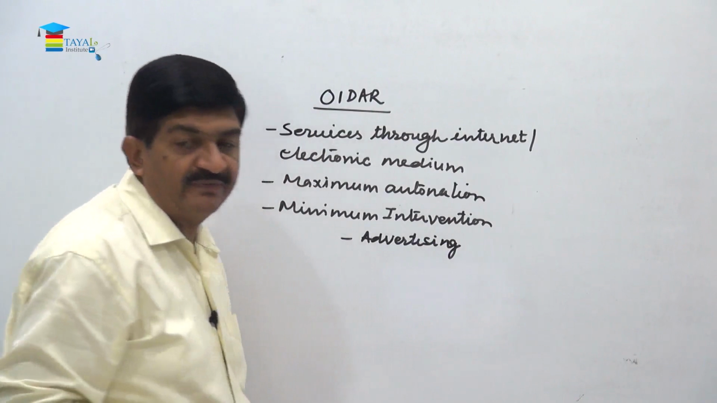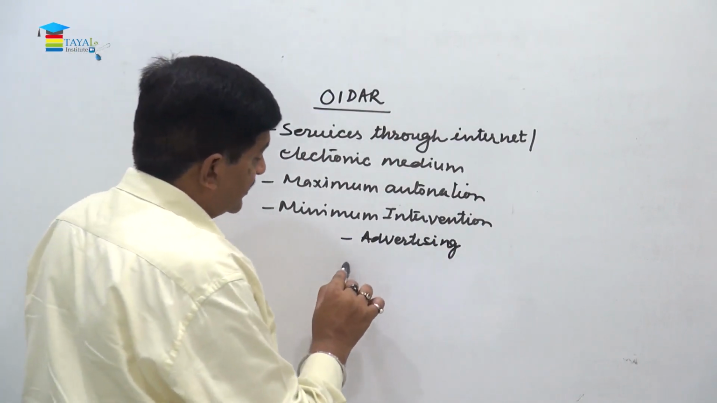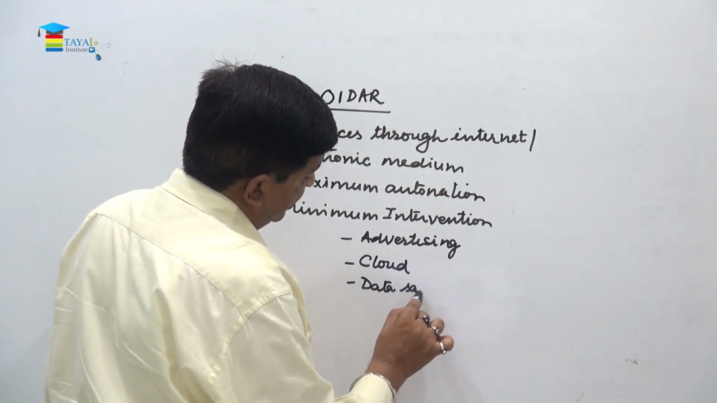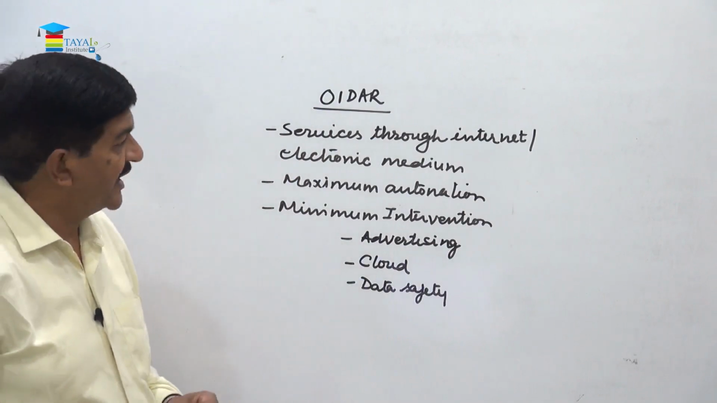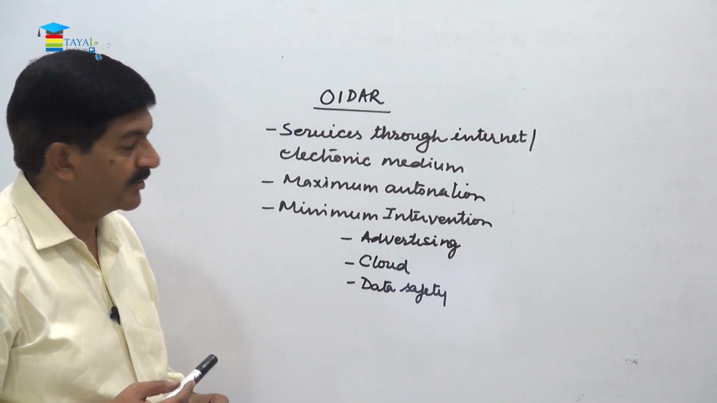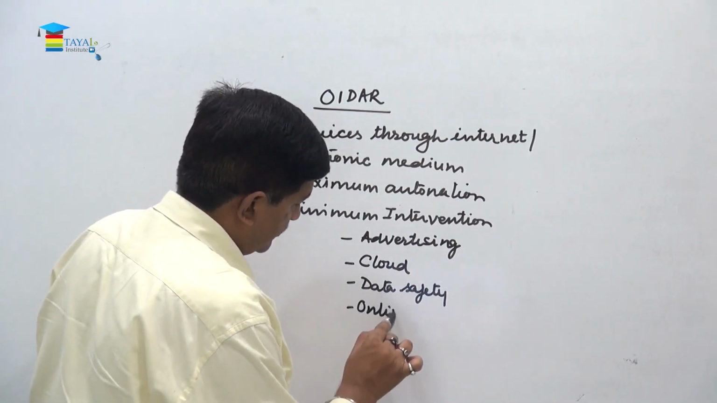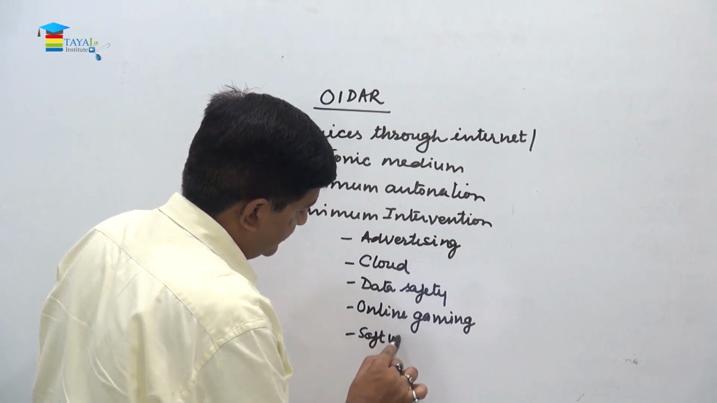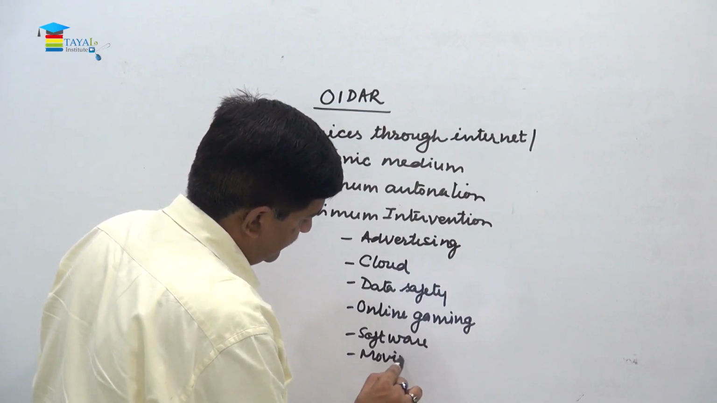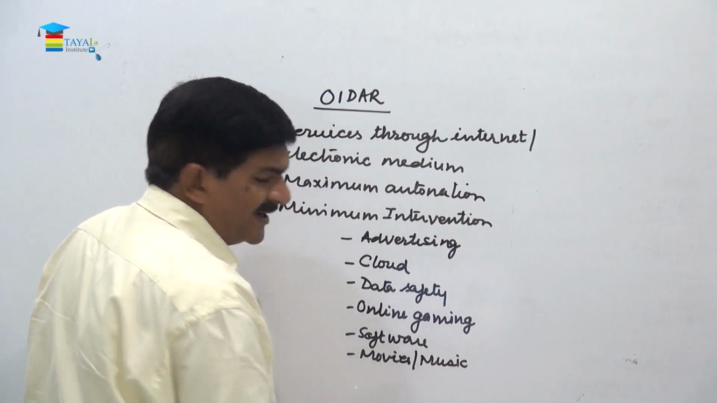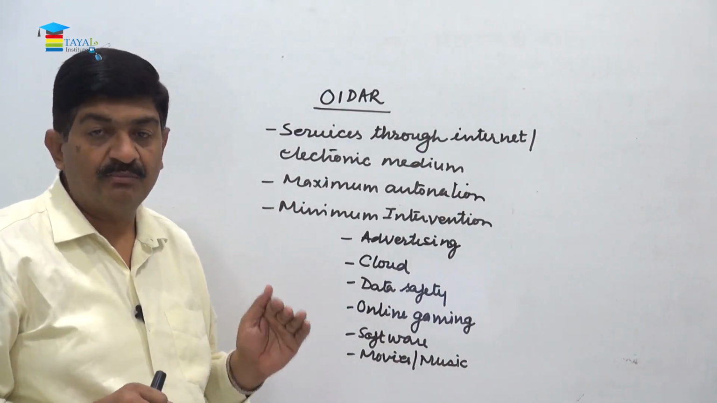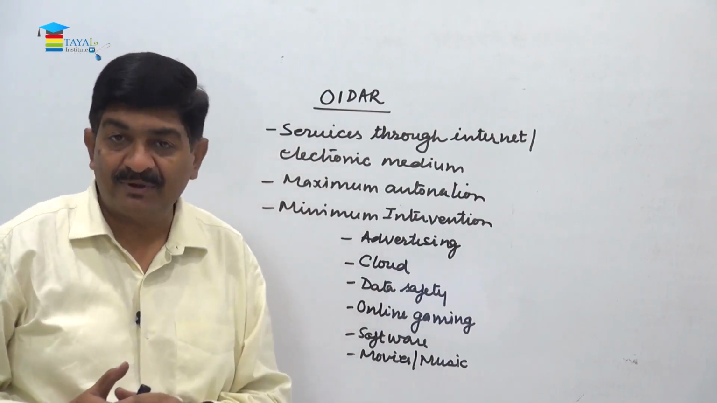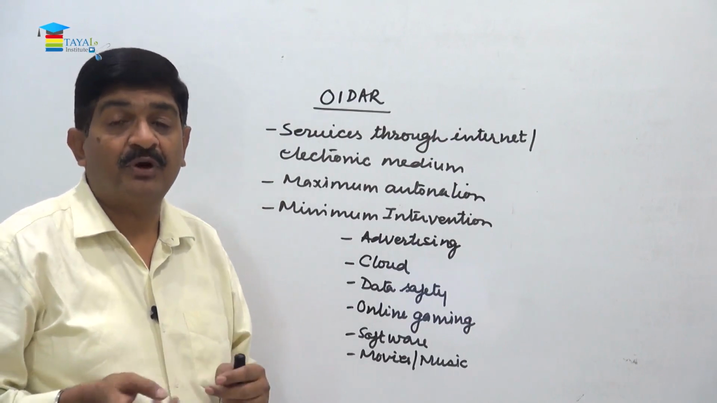For example, advertising on the internet. So whatever advertisements are there on the web. Then cloud service is there, data safety or security is there. These are examples. Actually, any service which is offered through the internet or electronic mode, you can say online gaming, services of software are given. Then we have movies, music, etc. So whatever facilities are available through the internet or electronic mode, and there is maximum automation and minimum human intervention, that is referred to as OIDAR services, and these are examples. So these are important definitions which are relevant for us for discussing the provisions.